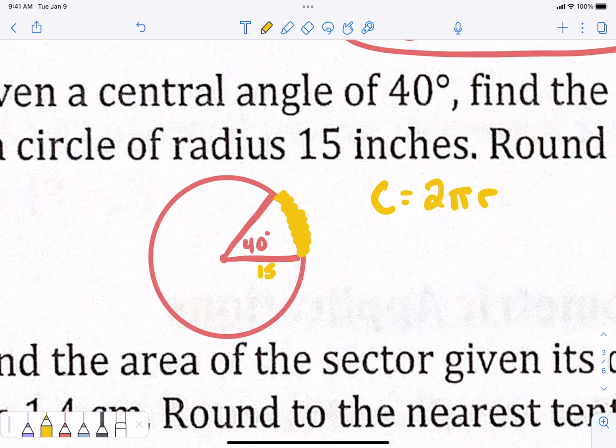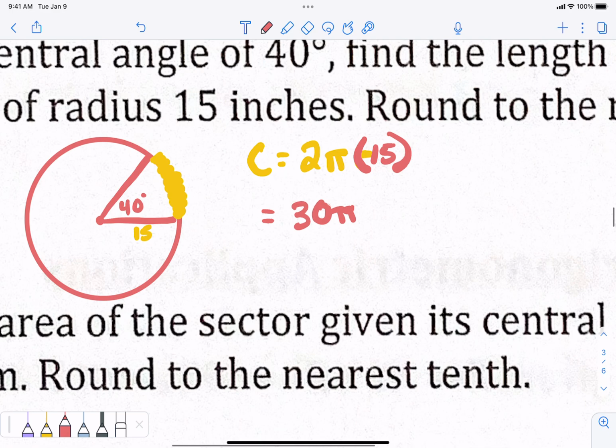So we're going to set up a proportion. Okay, hold on. If I plug in 15, the entire circumference would be 30 pi. That's all the way around. But I only want 40 degrees of it, and 40 out of 360 is 1/9 if you reduce it. That's not a proportion though. It is how I set it up.